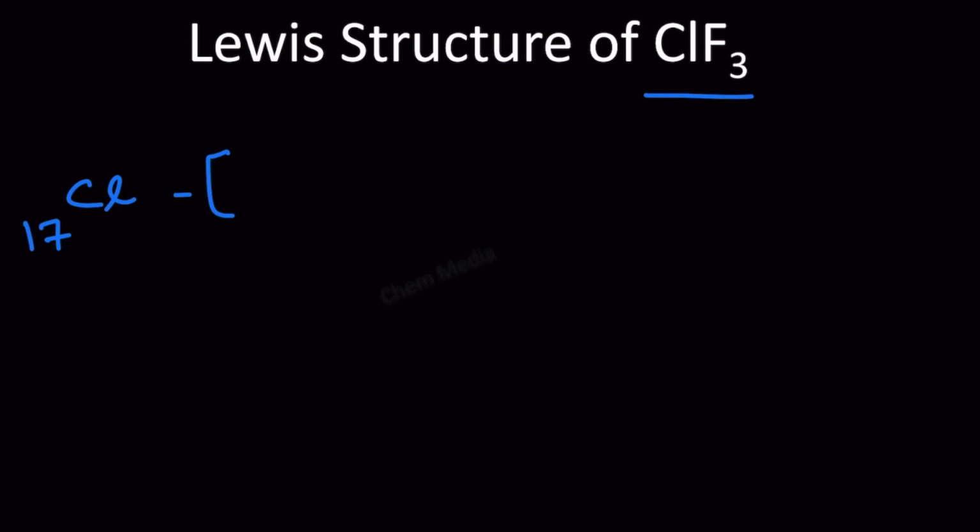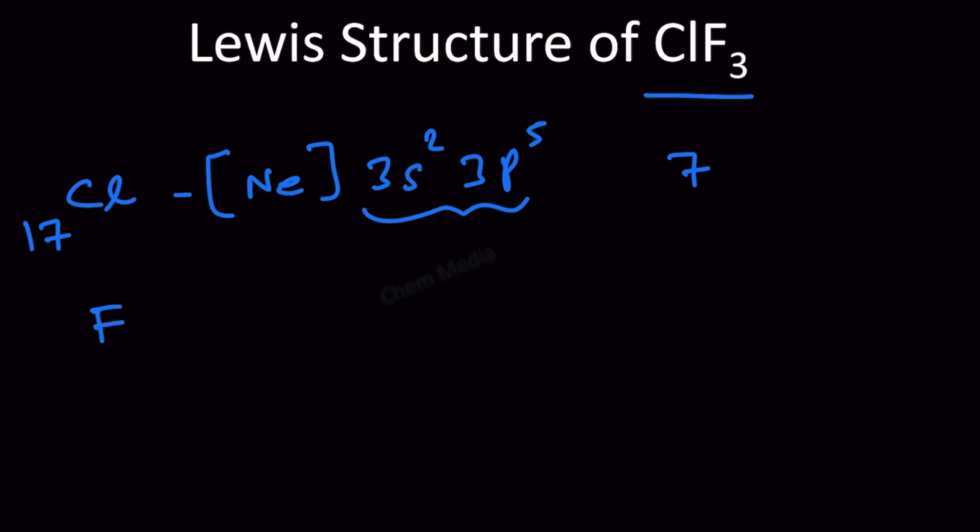So the electronic configuration is neon, that has 10 electrons, and then 3s2 3p5, that accounts for 17 electrons in total, but we have 7 valence electrons and the neon is the core. And then atomic number of fluorine is 9, therefore the electronic configuration is helium, the 1s2 core, and then 2s2 2p5.